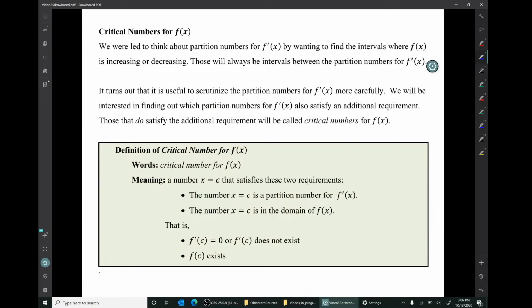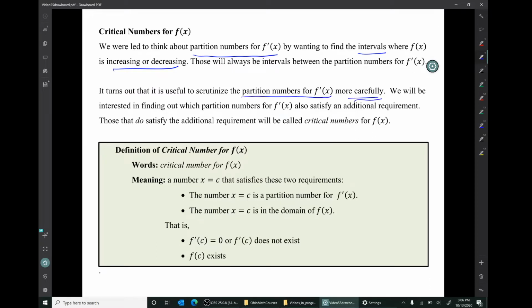Now, we were led to think about partition numbers for f prime of x by wanting to find the intervals where f of x is increasing and decreasing. Those will always be the intervals between the partition numbers for f prime of x. It turns out that it's useful to scrutinize the partition numbers for f prime of x more carefully.